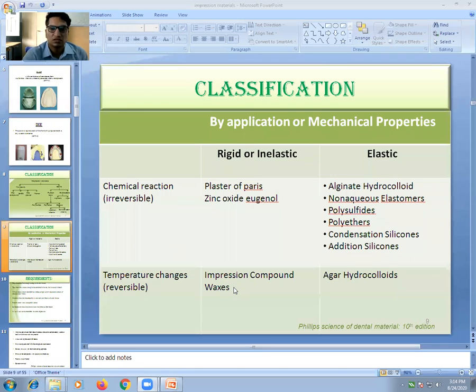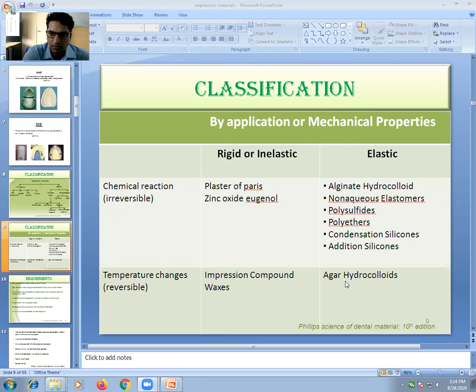Like your waxes: what we do, we apply heat onto the waxes, it gets softened. When it gets cooled, it hardens. That's why it's known as a reversible type of reaction. So in rigid, we have plaster of Paris and zinc oxide eugenol in the chemical reaction category, that is irreversible. Same thing, when we go for rigid type which sets by temperature, we have impression compound and impression waxes.